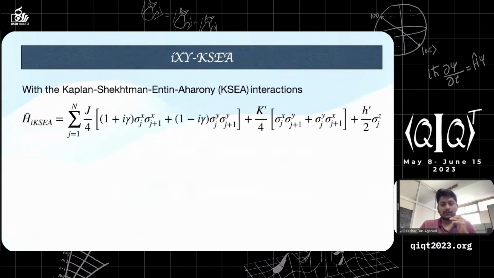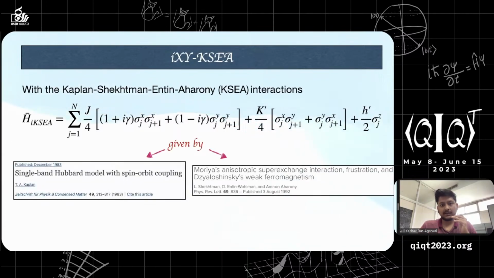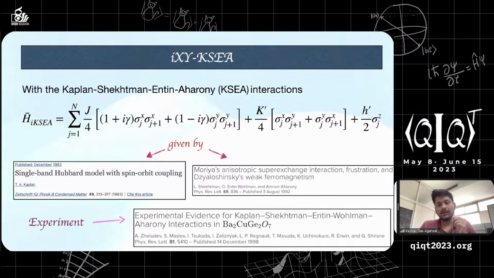We also look into the models with Kaplan-Shekhtman-Entin-Wohlman-Aharony interactions, and these interactions couple sigma X and sigma Y in the nearest neighbors. And this is also an RT-symmetric model. Now, this model has three parameters because there's an additional KSEA interaction parameter K. This was first introduced as an effective description of a certain kind of condensed matter system by Kaplan and Shekhtman et al. individually. And this has been experimentally observed in certain materials.